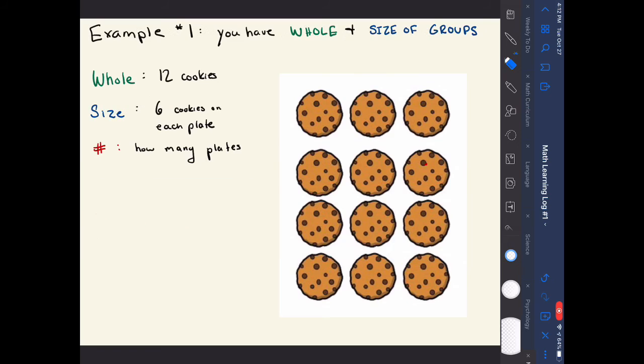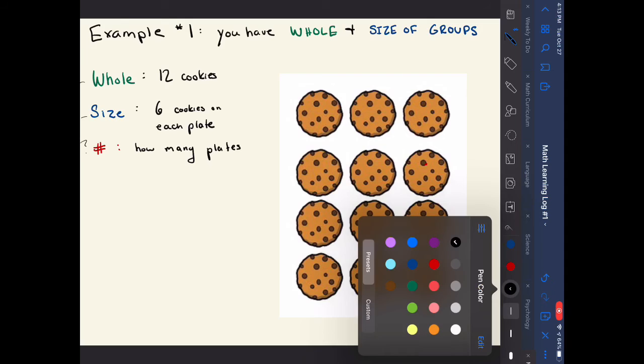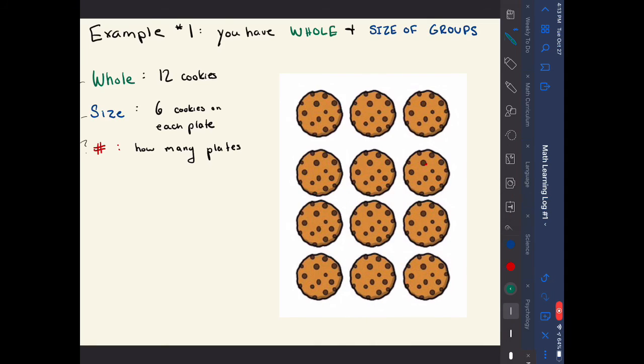So the example 1 of this fair shares division question is where you have the whole, which in this case is 12 cookies. You have the size of each group, which is 6 cookies on each plate, and we are looking to solve for how many plates we need. The written division would look like 12 divided by 6 cookies equals the total number of plates.